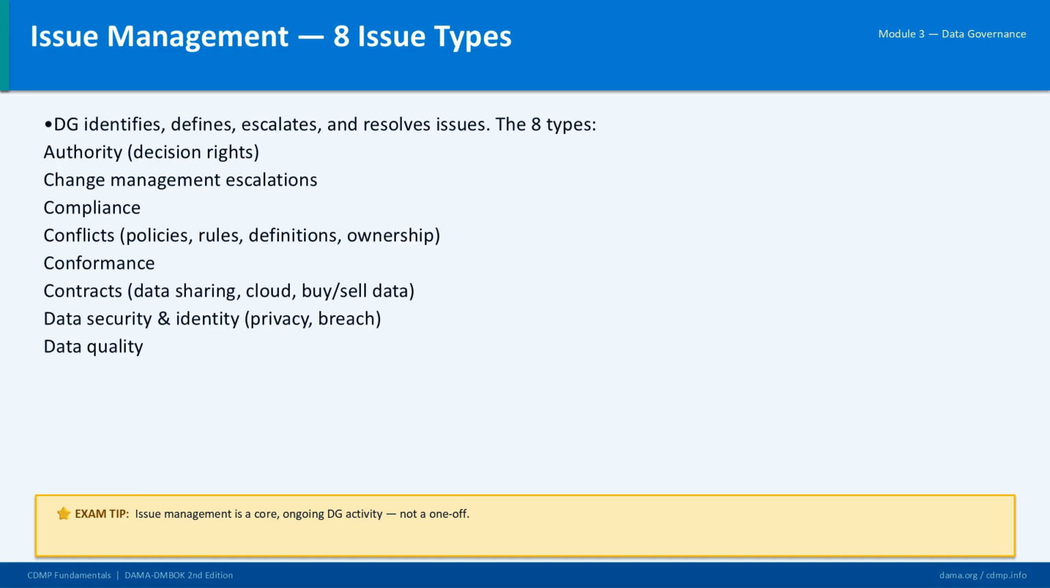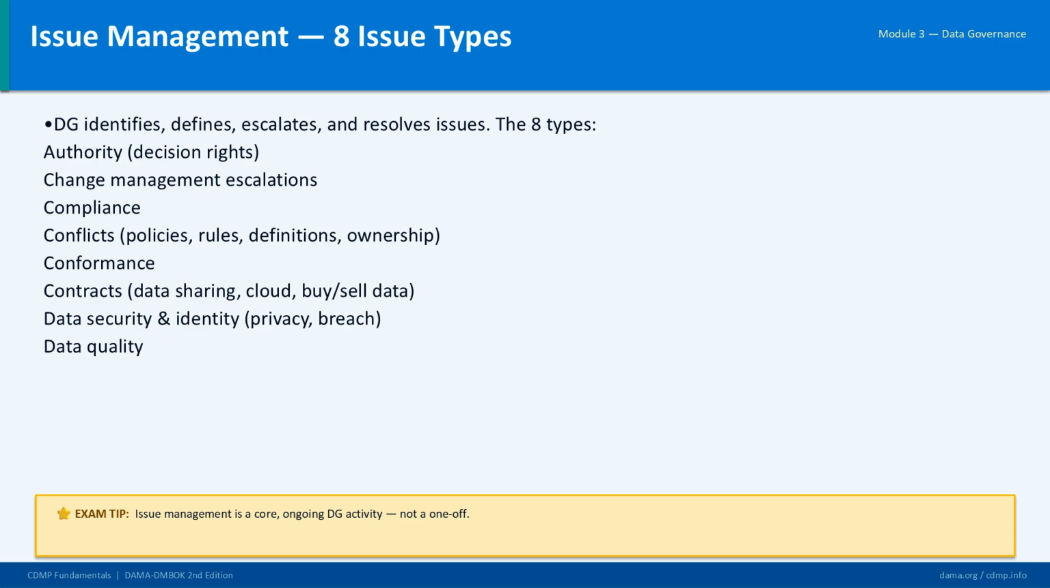A core, ongoing governance activity is issue management, identifying, defining, escalating, and resolving issues. The DMBOK lists 8 types of issues governance has to handle. Authority issues, about decision rights. Change management escalations. Compliance issues. Conflicts over policies, rules, definitions, or ownership.